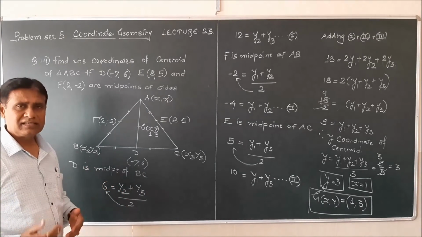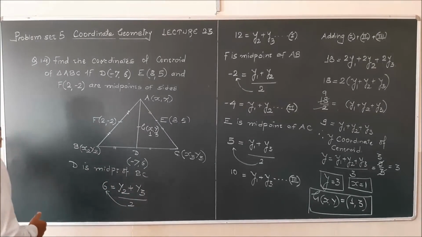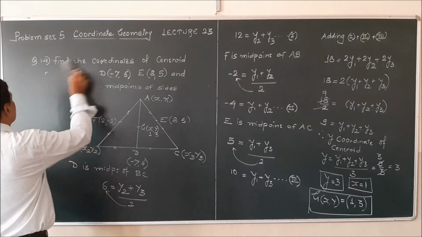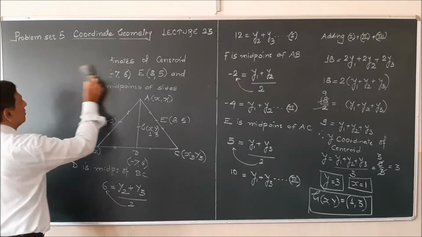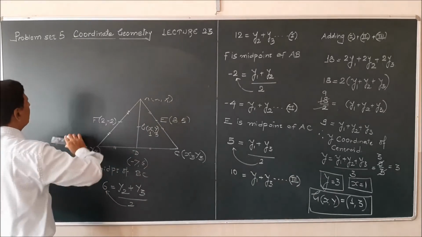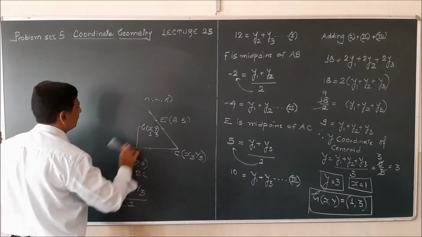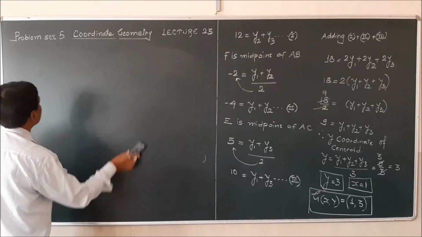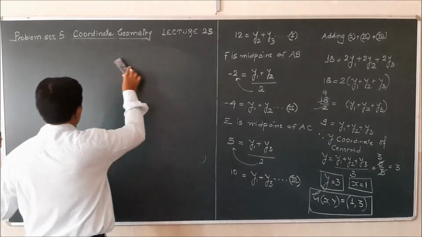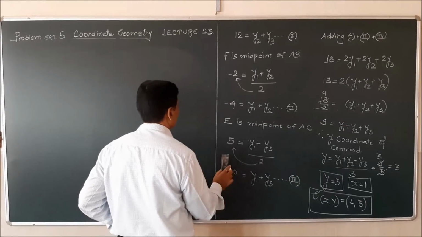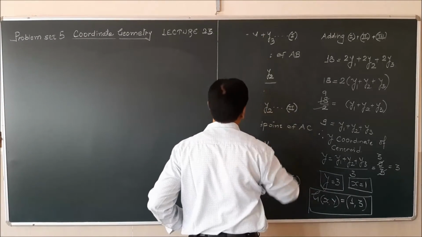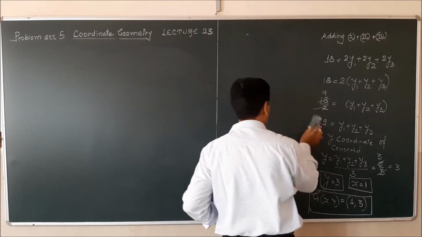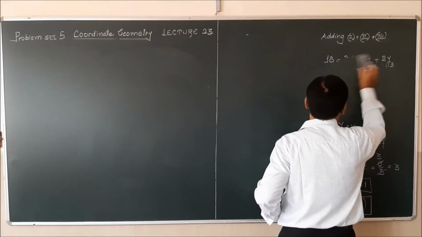This sum is slightly different, because in this sum they have given us the midpoints and they ask us to find out the coordinates of centroid. So that difference is there. A little different concept is there. So this is how we will find, and we have finished question number 14. Question number 14 is over.